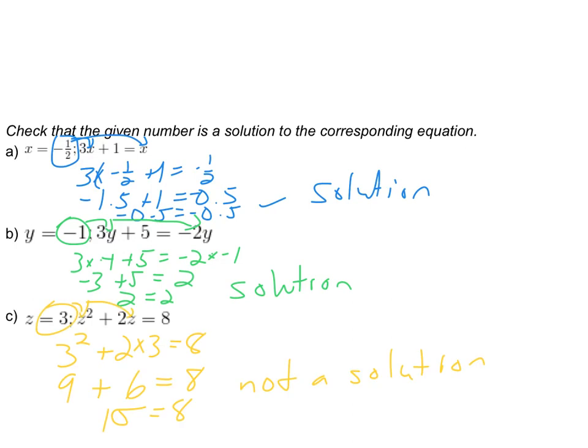So plugging in a 3 for z, you should have gotten 3 squared plus 2 times 3 equals 8. 3 squared is 9, 2 times 3 is 6. So I got 9 plus 6, which is 15. My equation says 15 is equal to 8, which is not true. So therefore it is not a solution.